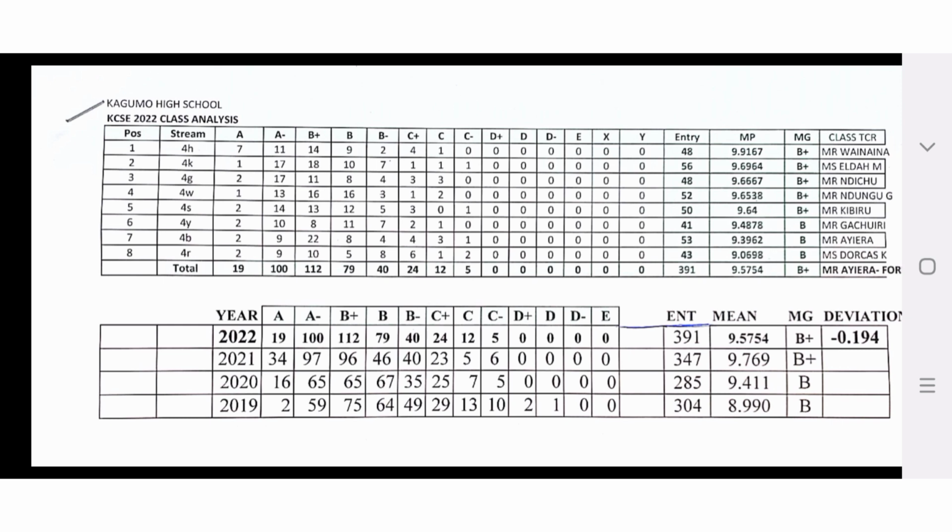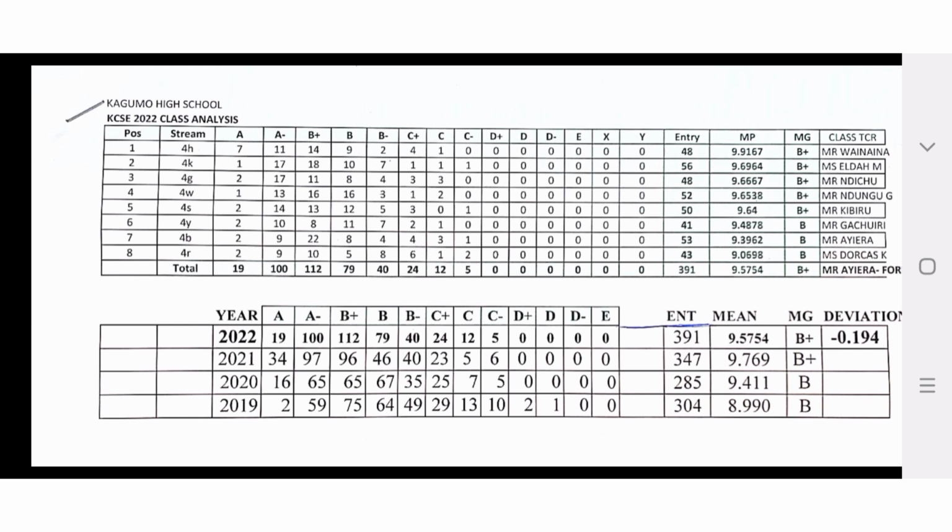So in 4H we had 7 A, 11 A minus, 14 B plus, 9 B, 2 B minus, 4 C plus, and 1 C. So you can see in that class we will take every student to the university except for that one that got a C, but of course they're going to get a very good college. So you can go through all those classes and see the means that those students posted for us.